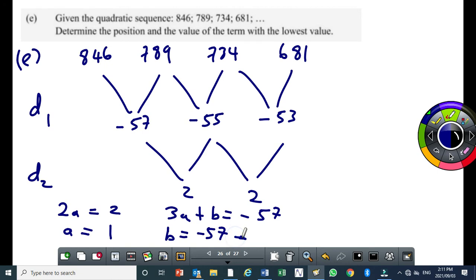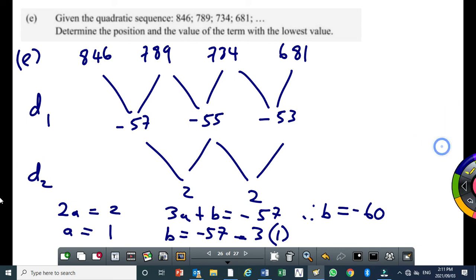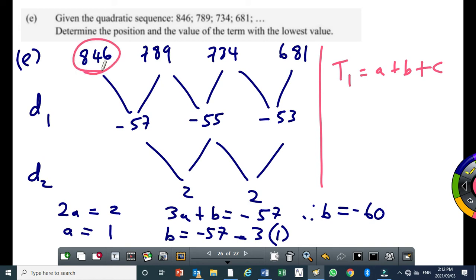But minus 57 is going to be equal to 3 times A, which is equal to 1. So I can say here, my B is going to be minus 60. You did the question here, I hope you got that. Then C. T1 is equal to A plus B plus C. This is the first term.